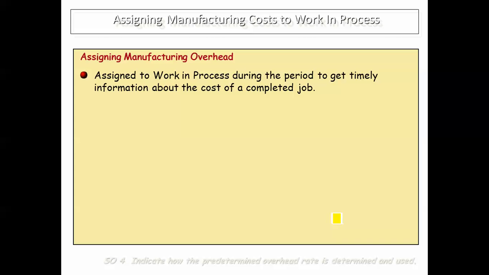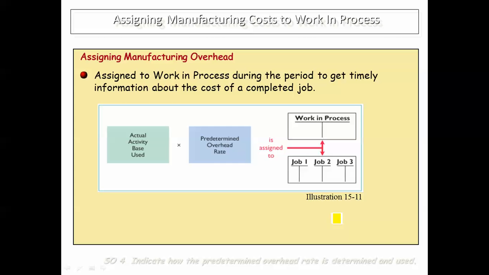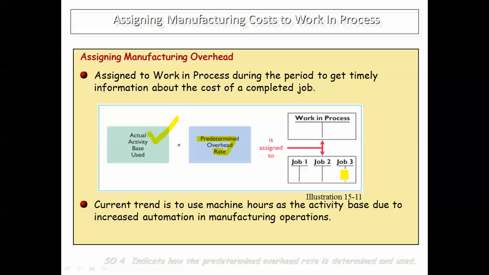And then we assign that manufacturing overhead to the work in process when the jobs are completed. So we get the activity base times the predetermined overhead rate. So we look and say, okay, how many machine hours have worked on the job? That's the activity base. And what's the predetermined overhead rate for each machine hour? And then we say, okay, job 1 had so many hours, job 2, job 3 had that, and we assign them based on that.